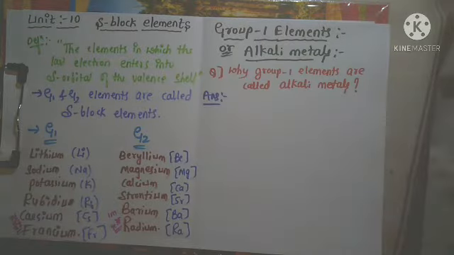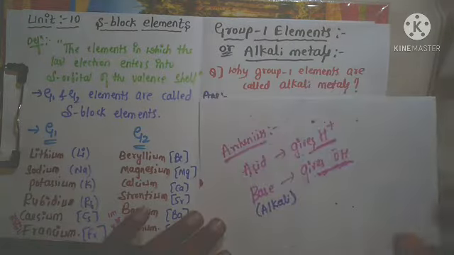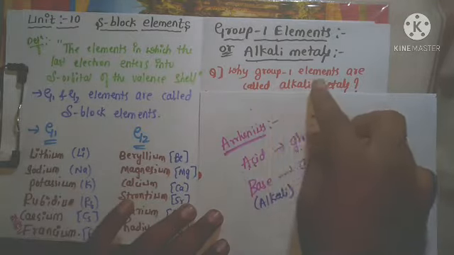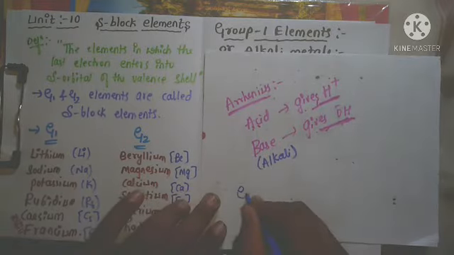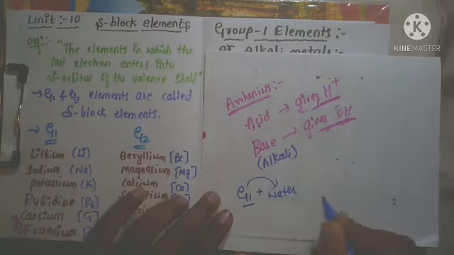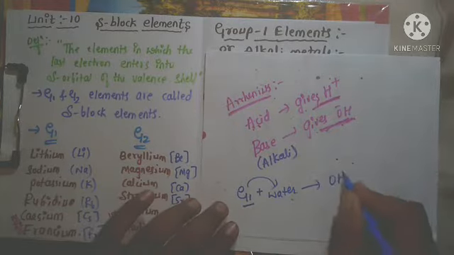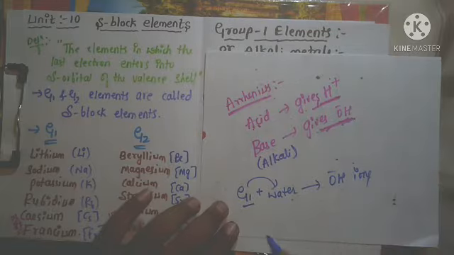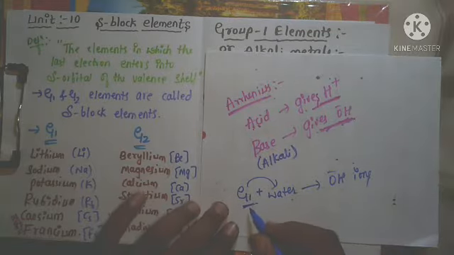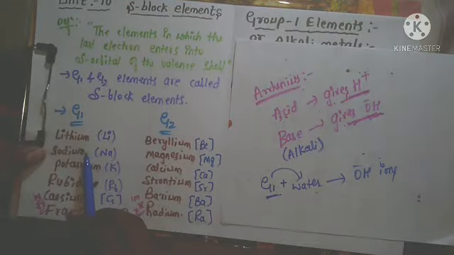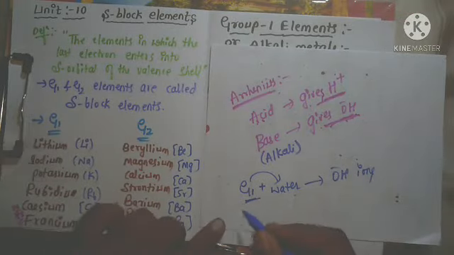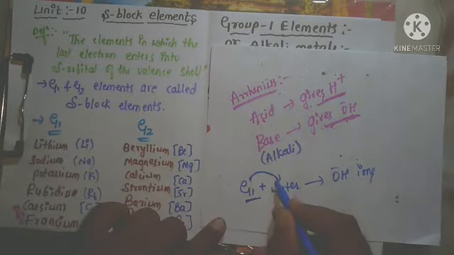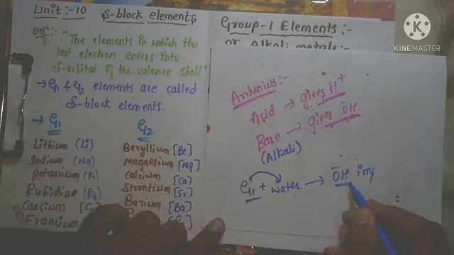Now here is the reason we are studying this. What is the question? Why are group 1 elements called alkali metals? For this, when group 1 elements are added into the water, they produce OH minus ions. Group 1 elements are lithium, sodium, potassium, rubidium, cesium. I'm not taking francium because it is radioactive.